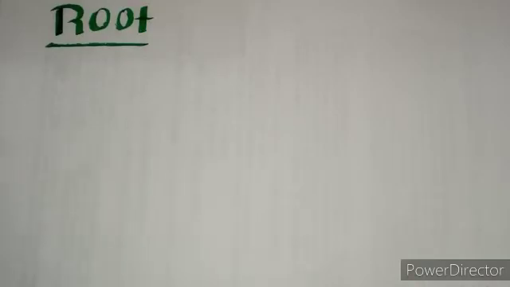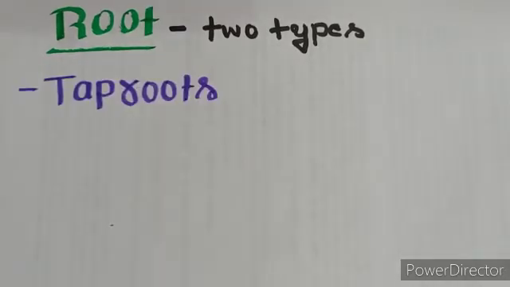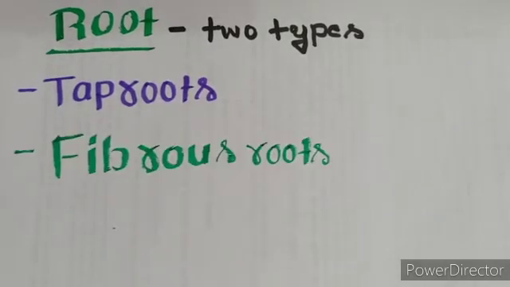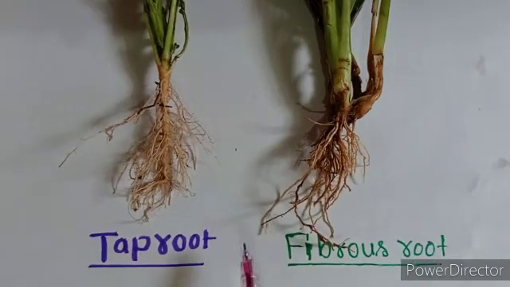Students, go to an open ground where many wild plants are growing. Dig out a few. Wash the soil off the roots and observe them. Different types of roots. There are two types of roots. One is tap roots. Another one is fibrous roots. Students, all of you see here, this is tap root and this is fibrous root. These are the two types of roots.